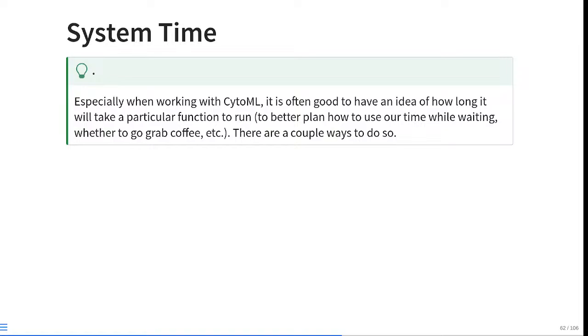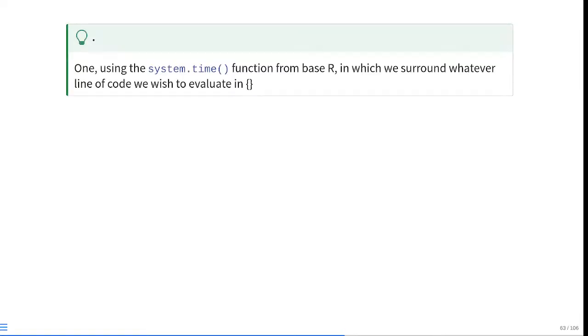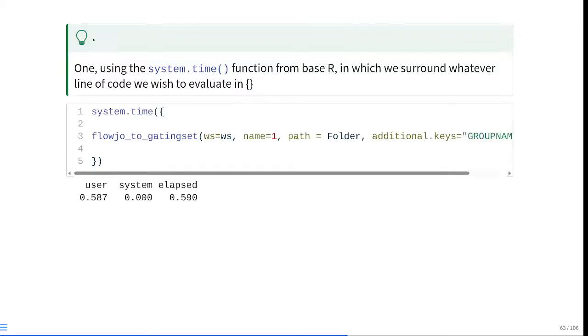There are a couple of ways of checking how long a particular function takes to run. The main way you'll see is using the base R function system.time. Within system.time's parentheses, you just add little curly brackets around whatever line you're trying to evaluate. Then it returns how much time it took on the user processing side, how much time it took the system, and the combined time it took. So 0.59, I think it was milliseconds for the unit in this case.